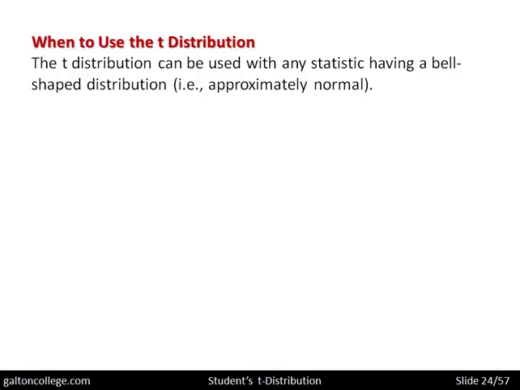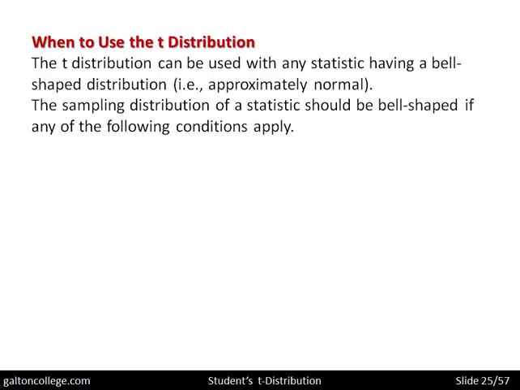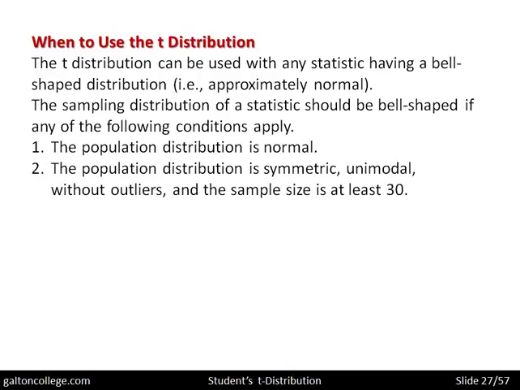Now, when to use the t-distribution? Well, the t-distribution can be used with any statistic having a bell-shaped distribution. For example, approximately normal. The bell-shaped distribution is the normal distribution. So any distribution which tends to be bell-shaped like that, then the t-distribution can be used. The sampling distribution of a statistic should be bell-shaped if any of the following conditions apply. If the population distribution is normal, then we would expect the sampling distribution to be normal, especially if it's collected randomly and without bias. The population distribution is symmetric, unimodal, and without outliers, and the sample size is at least 30.